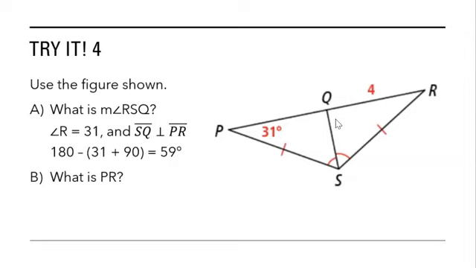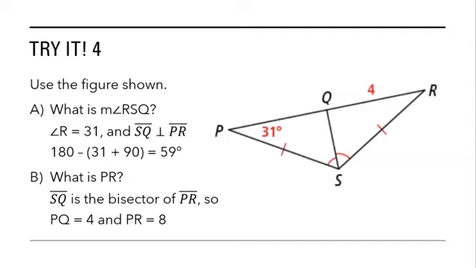So all I have to do is use the triangle sum theorem and do 180 minus 31 plus 90, which got me 59 degrees. And that's the measurement of angle RSQ.